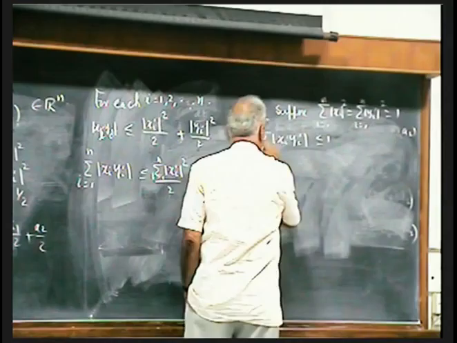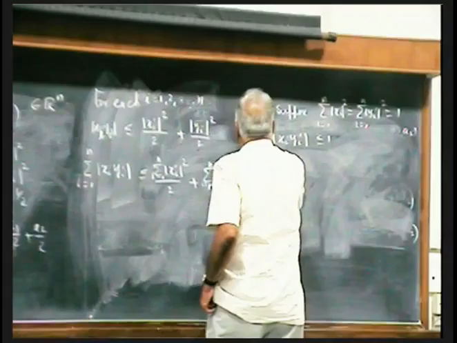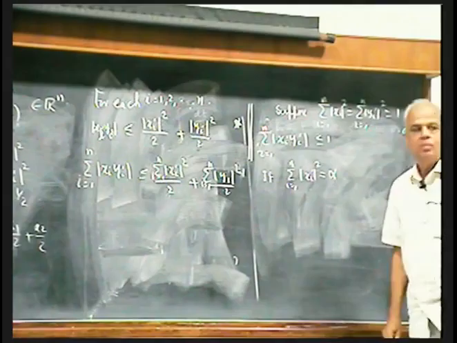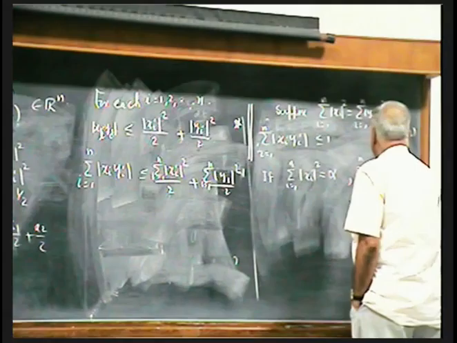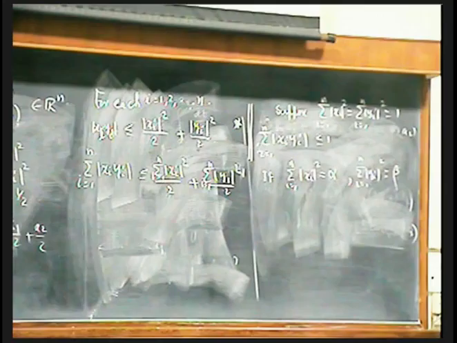Okay, so this is, I will not conclude it, but suppose now for general, summation i equal to 1 to n mod xi squared is not a unit vector, suppose it was some alpha, and summation i equal to 1 to n yi squared is some beta. Alpha equal to beta equal to 1, we have got that case. So, in general, the vector length need not be equal to 1. So, we are taking the general case.